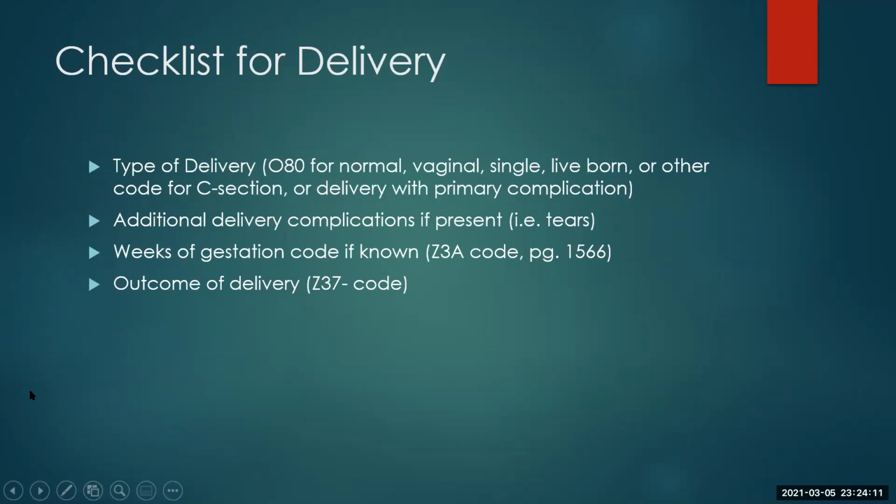All right, so this is what I really want you to see, because you definitely need to write it in your ICD-10. This is going to be your checklist when you're doing a delivery. You need to check the type of delivery. If it's a normal vaginal single live birth, it's going to be that O80. If it's a C-section, it's going to be a different code. If it's a delivery with a complication, it's going to be another code besides that.